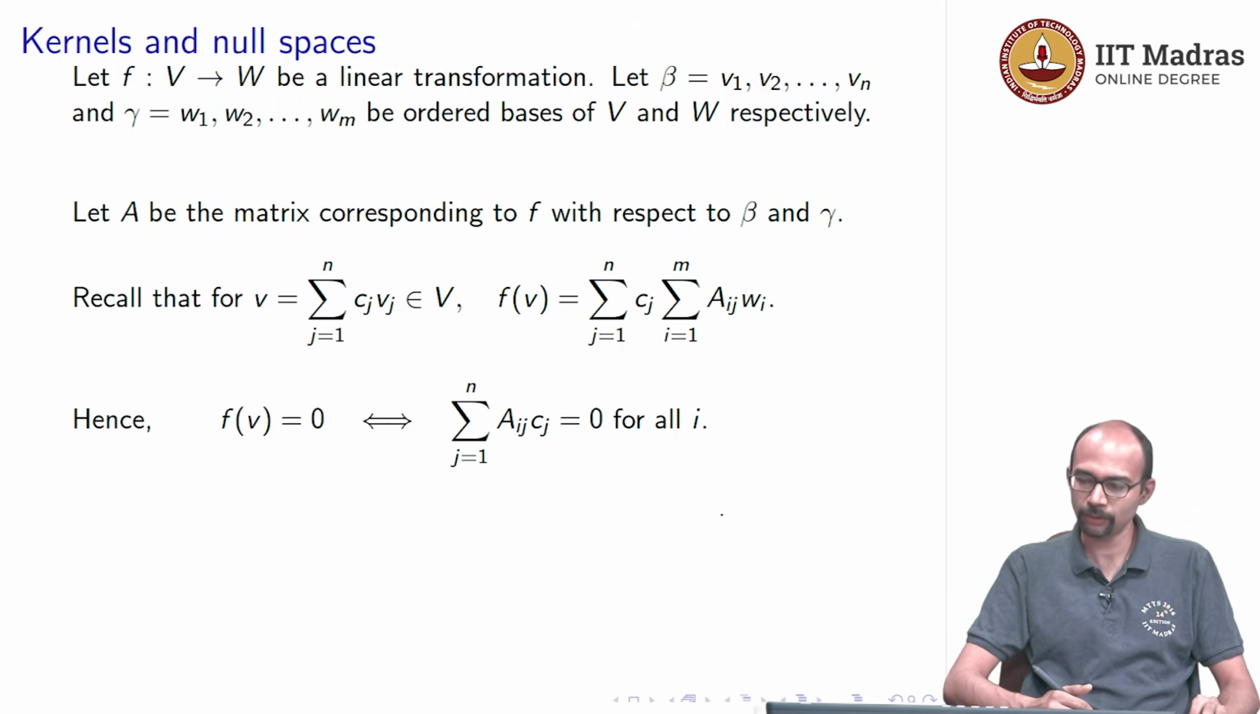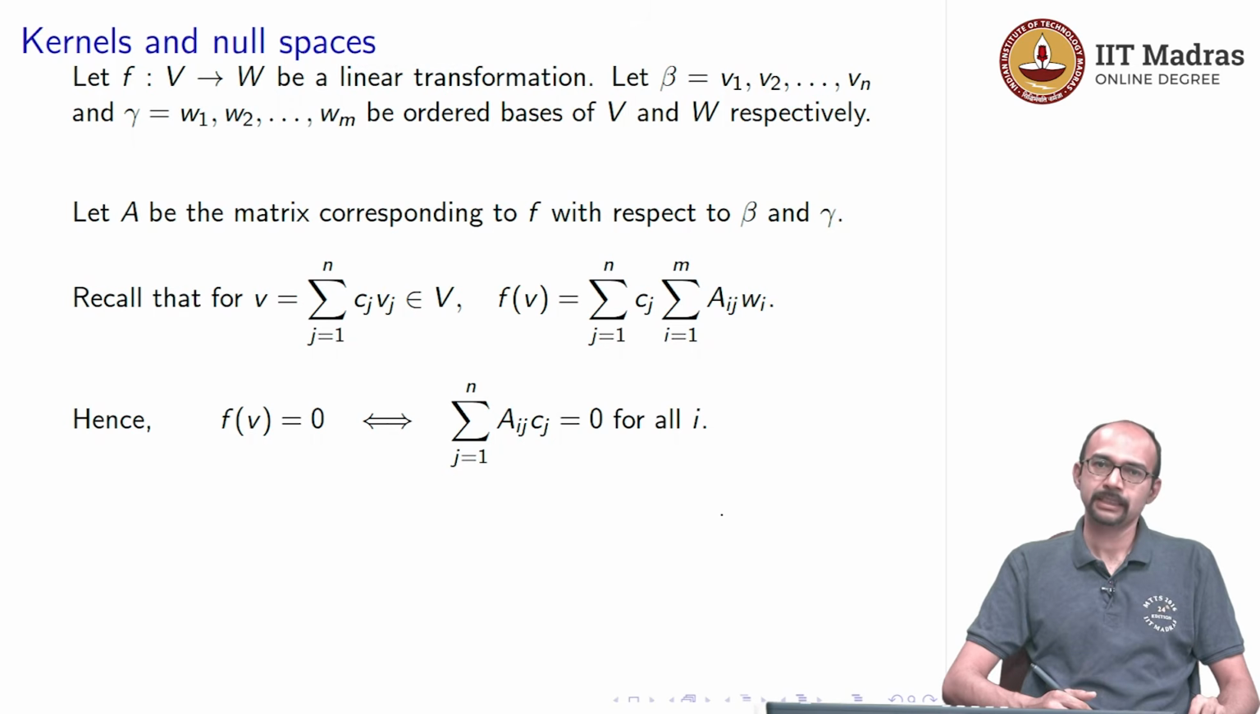So, f of v is 0 if and only if each coefficient in this linear combination of w i's is 0. So, what is the coefficient of w i? You have to take the summation i equal to 1 to m outside and the summation j equal to 1 to n inside, and then you will get the summation a i j c j over j. That is the coefficient of w i.